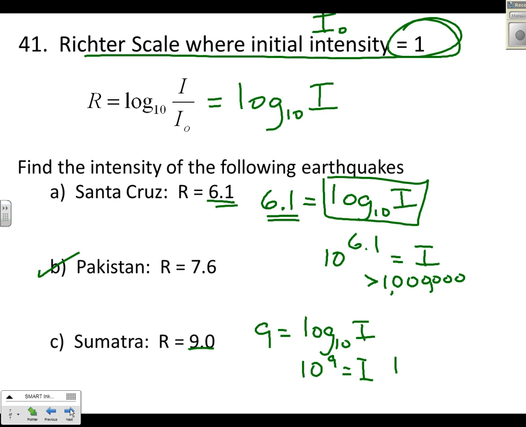Well, that is a 10 with 8 more zeros. And we see 9 is quite a bit more extensive damage than 6.1. If you've ever studied earthquakes at all, you realize that 9 is a bad, bad deal. 6 is no fun, but 9 is total devastation.